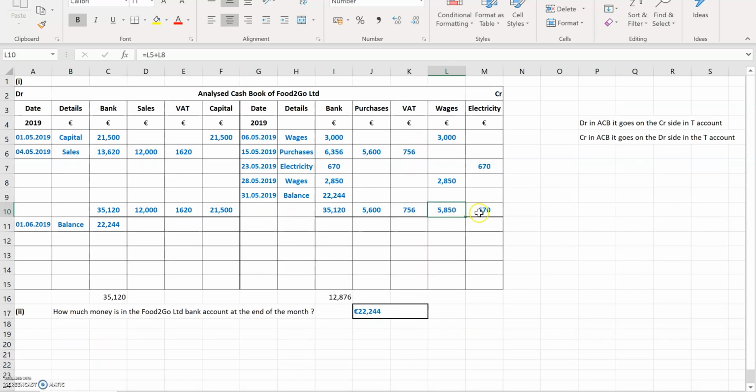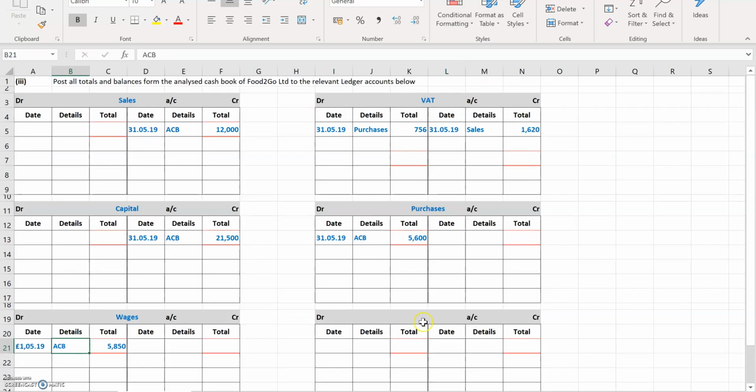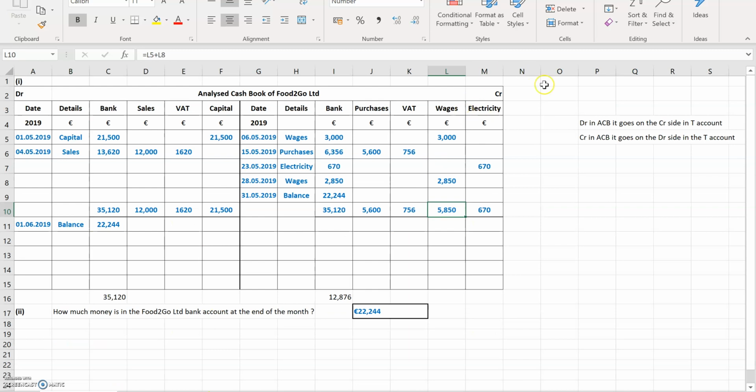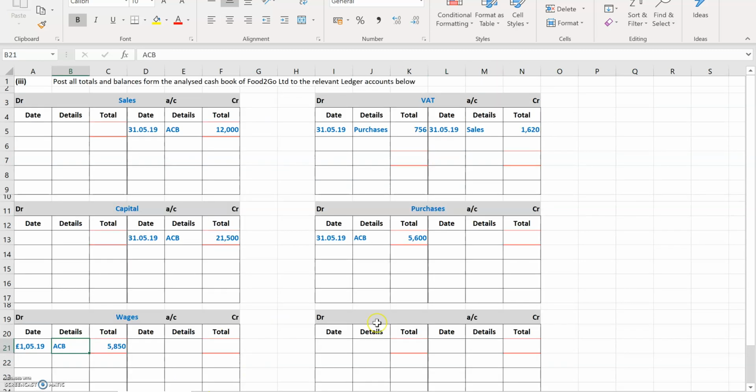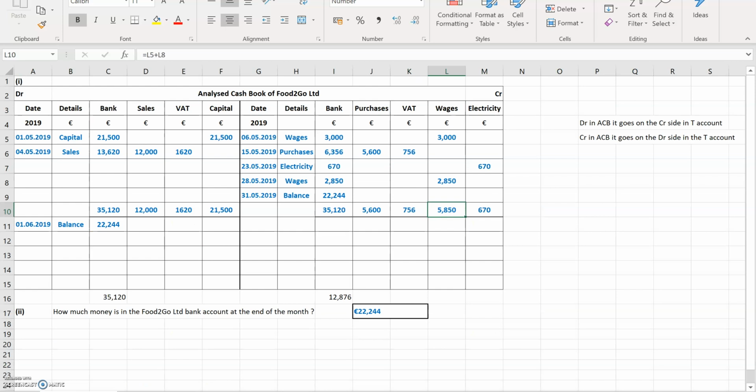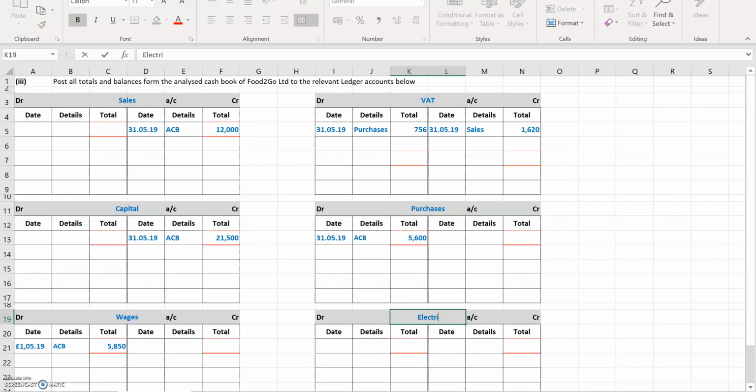And the last one is going to be electricity for 670. It's on the credit side in the analyzed cash book, so it goes on the debit side in the T accounts. And it's going to be for electricity. So we said it goes on the debit side, and it's for 670. The date is going to be 31st of the 5th, 19. It's going to be ACB. And that's all the items put in.